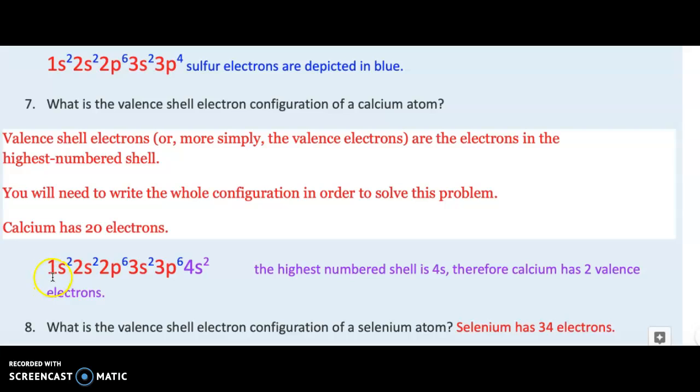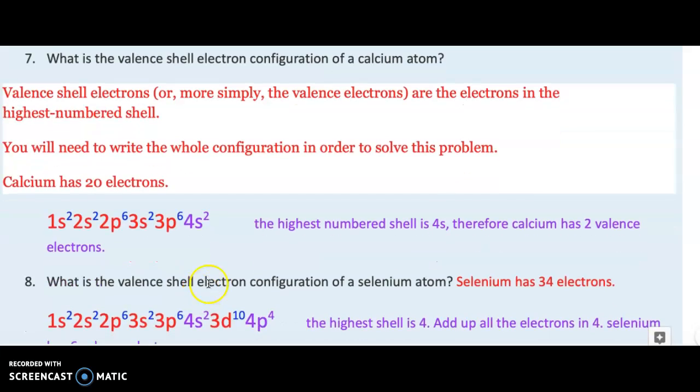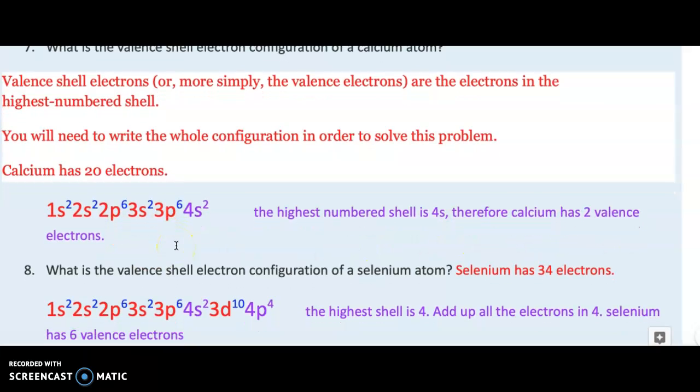You start to fill it up. First one has only 2, second has 8, third one has 8, and then fourth one has only 2. When you add up the numbers, you'll find out that it's 20 electrons. So the highest number shell is 4s, therefore calcium has 2 valence electrons.